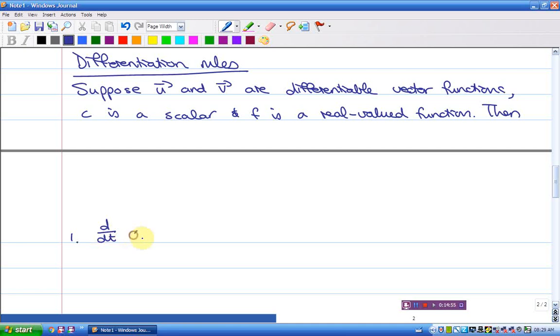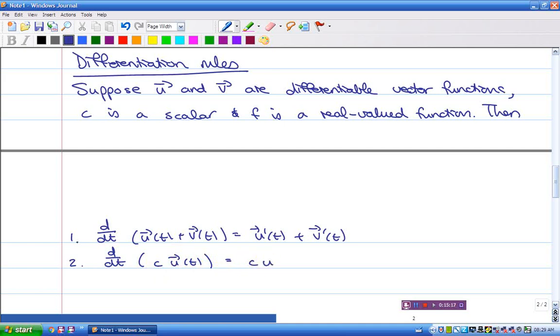d by dt of u of t plus v of t. Okay, so the derivative of a sum is the sum of the derivatives, which you are used to. If you take a vector function and multiply it by a real number, then you differentiate the function and the real number just kind of comes along for the ride. Same as in real valued functions.